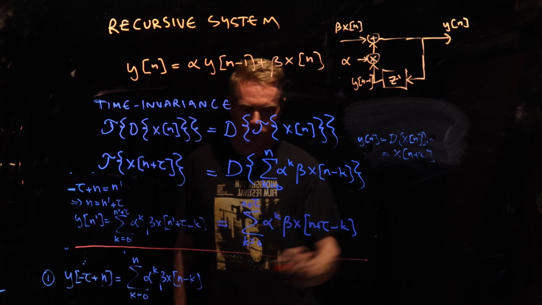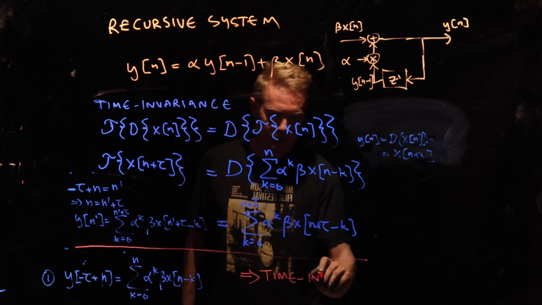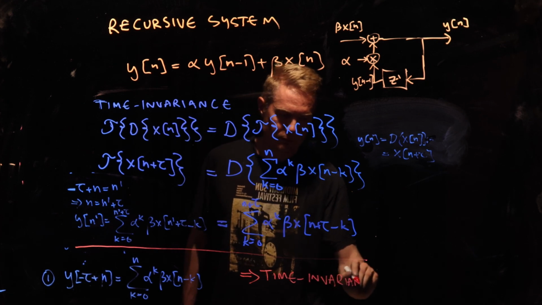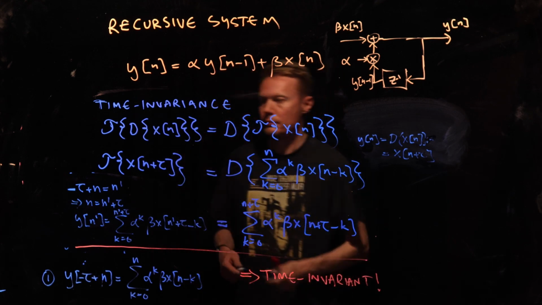Okay, and we can see the left hand side and the right hand side are the same equation. This means that the system is time invariant. So this recursive system is both linear and time invariant.